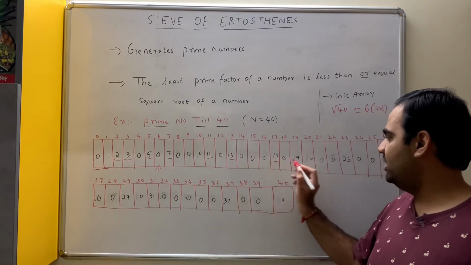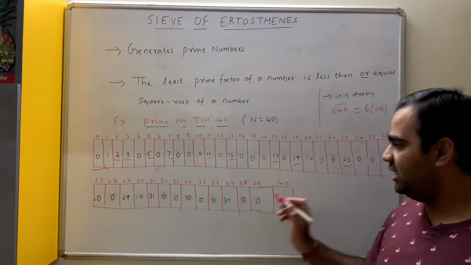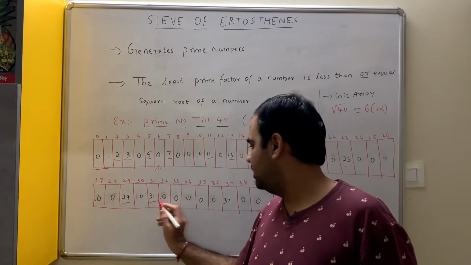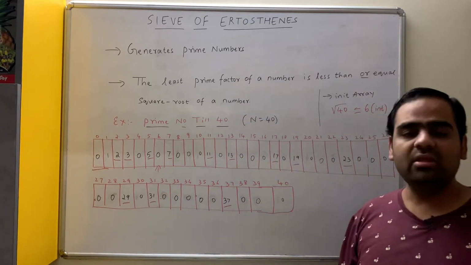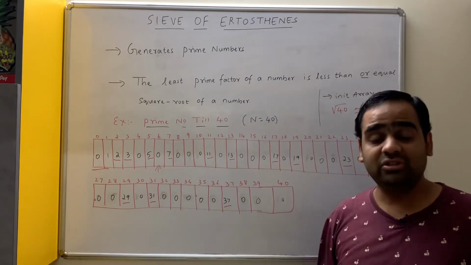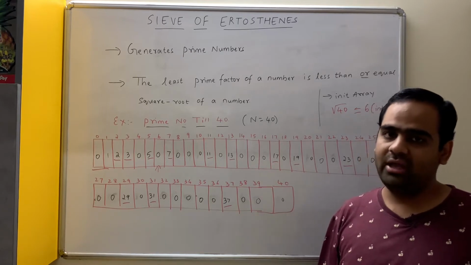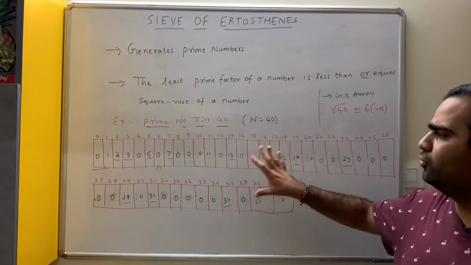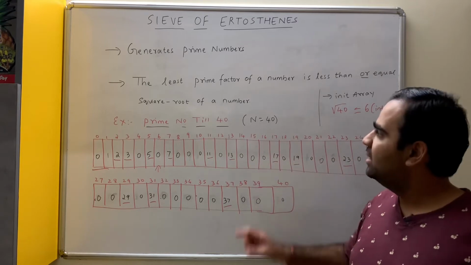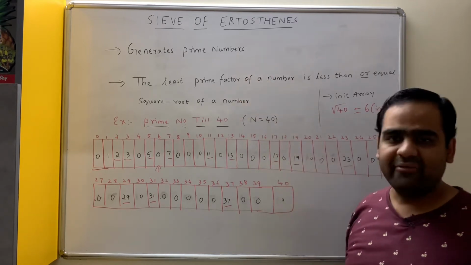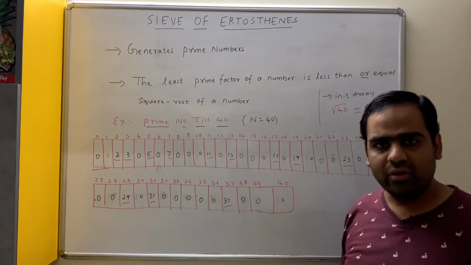13, 17, 19, 23, 29, 31, 37. These are the prime numbers that we have generated till 40. Are you getting it? Very simple. What we do? First we initialize the array. Then we use this theorem. The least prime factor of a number is less than or equal to square root of the number.